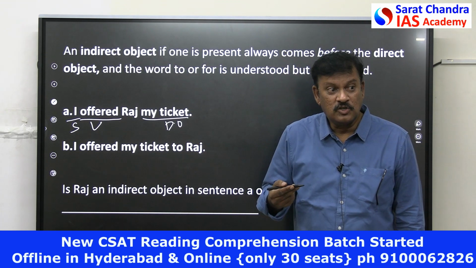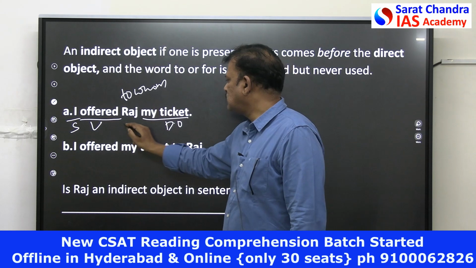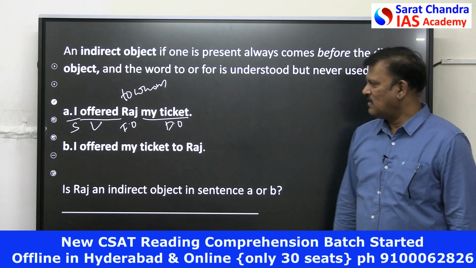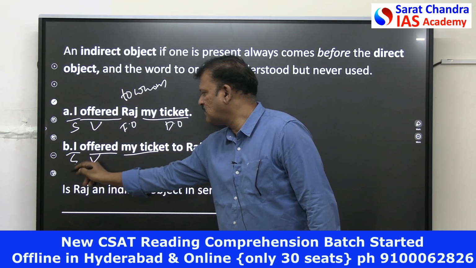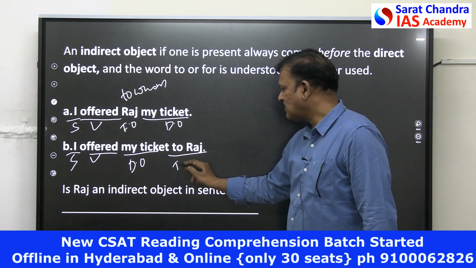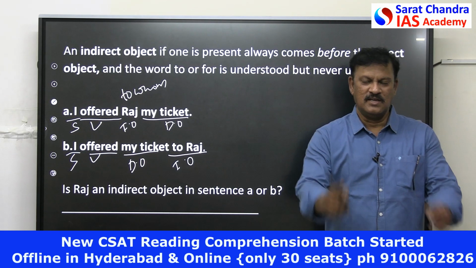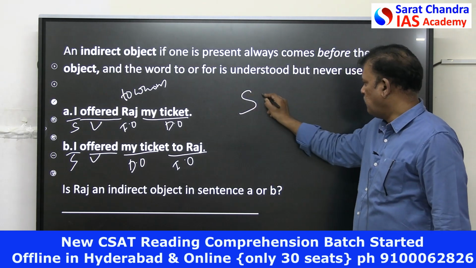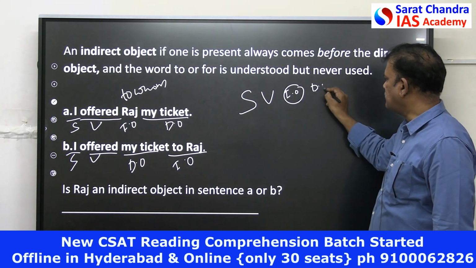No, put a question. To whom? To whom? So obviously this is indirect object. Now look at this one. I offered my ticket. You need to pay attention to one thing. I tell you now, if you don't understand, ask me. Subject, verb, indirect object, direct object.